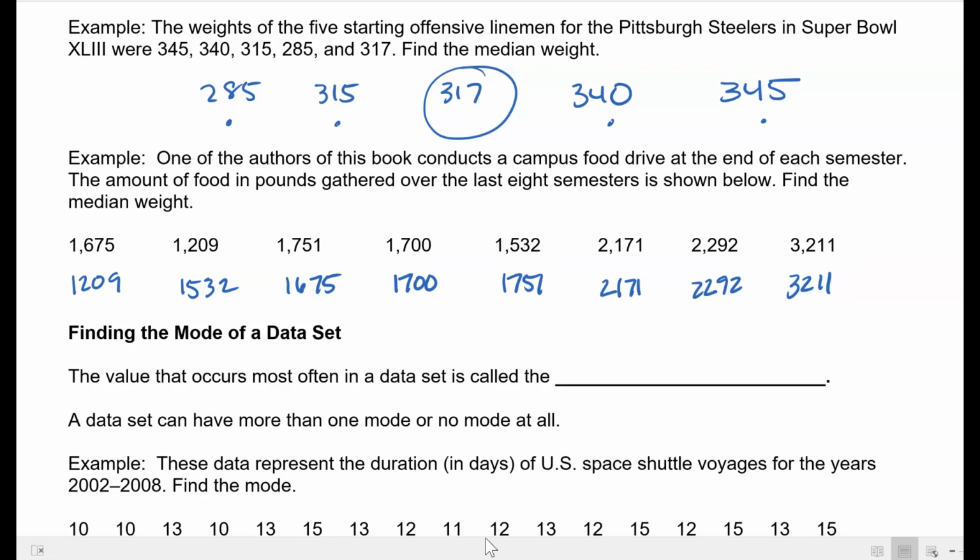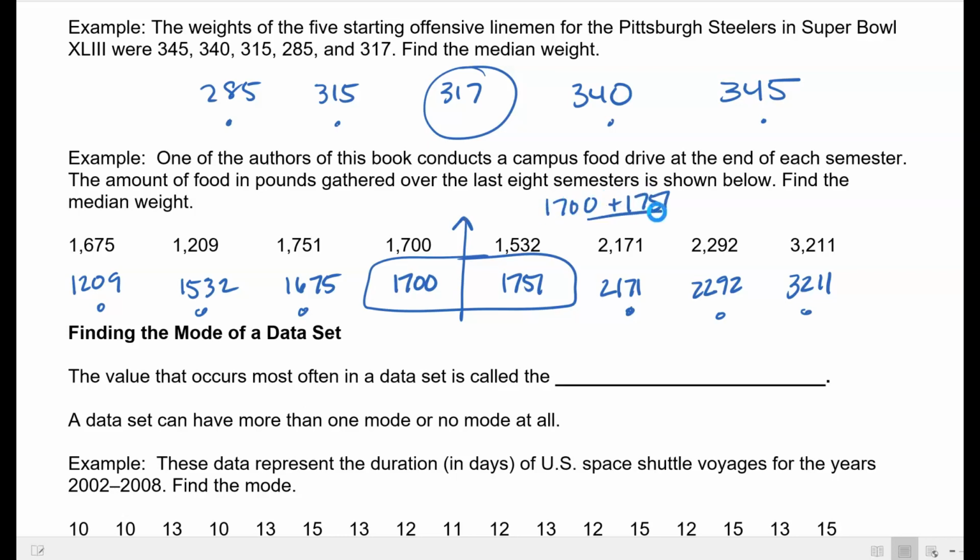All right, so we're going to work from the outside in, and you can use your fingers if you want. You work one at a time to get the middle. Then we notice that there are two numbers in the center. Anytime you have an even number of numbers, this is going to happen. If you have a tie for the middle, you find the number that's in the middle of those numbers. You do the same thing you did with the grouped data when we found the midpoint: add them and divide by 2. So 1700 plus 1751 divided by 2 gives us 1725.5. That's going to be the median.